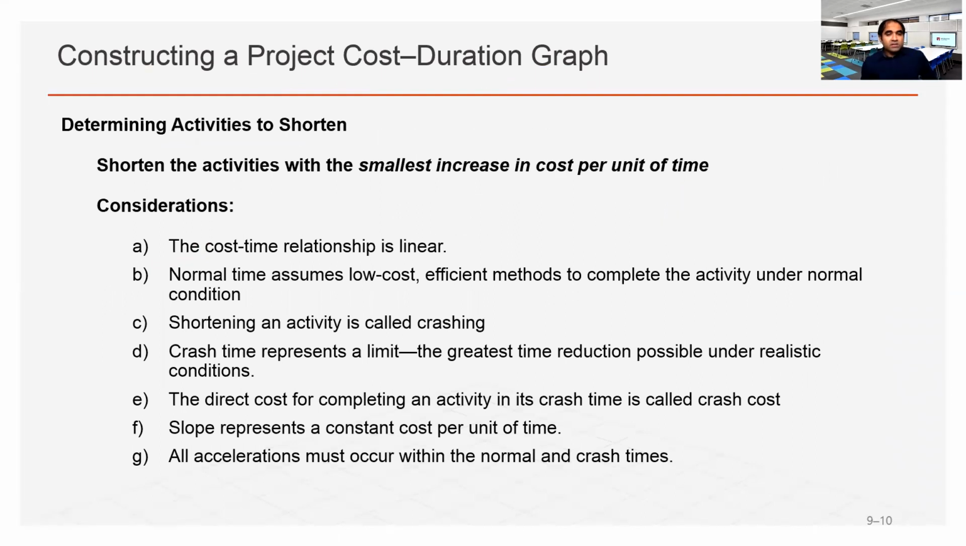Some of the considerations: how do we determine activities to shorten? If you look into the project network, in big projects there can be 50 to 100 activities within the project network. So what are the activities that we can shorten? Can we pick a random one, or is there any specific strategy that we must follow?